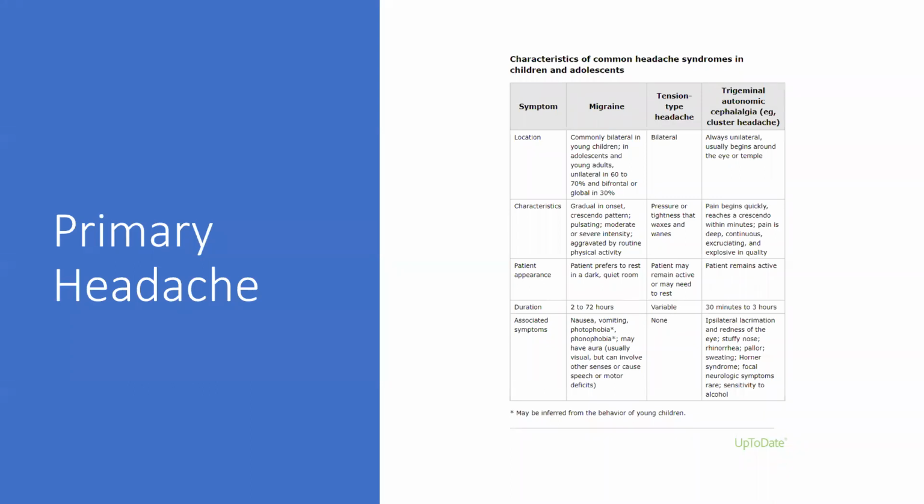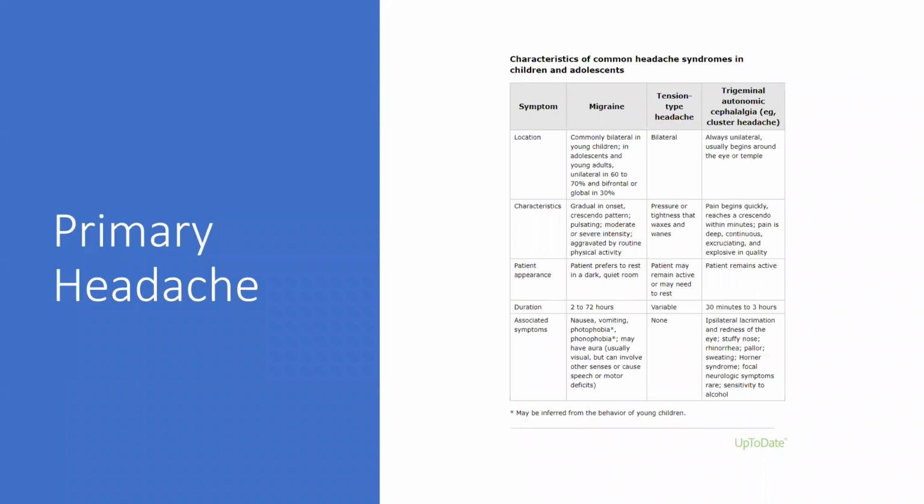So the next one is patient appearance. Usually with the migraine, you prefer to be sitting or sleeping in a dark room, and you don't like any noises. But with the tension type, like I said before, they can carry on with their daily activities. With cluster headache, they can also do whatever they are doing.